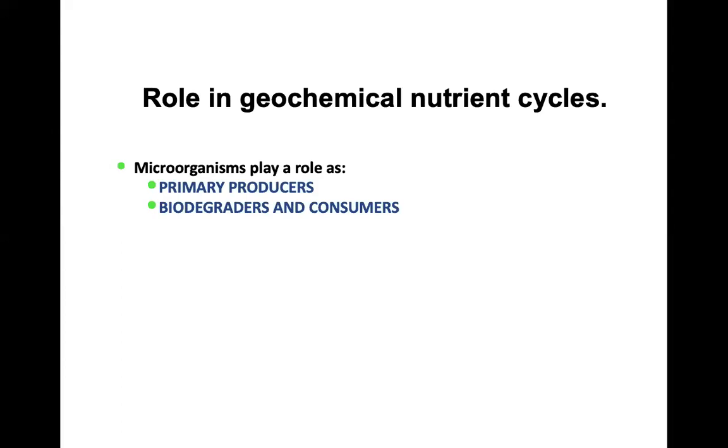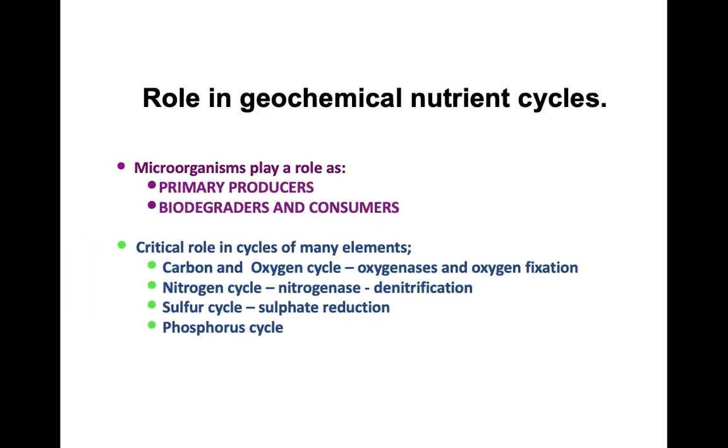especially the plankton, which carries chlorophyll or chlorophyll-like pigments and can do photosynthesis to trap the solar energy and convert it into chemical energy. There are some photosynthetic microorganisms. And they play a critical role in cycles of many elements: carbon and oxygen cycle, oxygenases and oxygen fixation, nitrogen cycle, nitrogenase, denitrification, nitrogen fixation. These are very important geochemical nutrient cycling processes, which are triggered by the microorganisms. Sulfur cycle, for example sulfate reduction, and phosphorus cycle, these are very important.